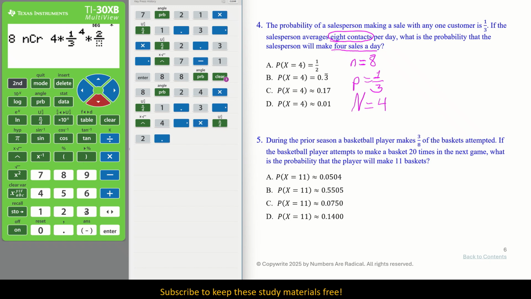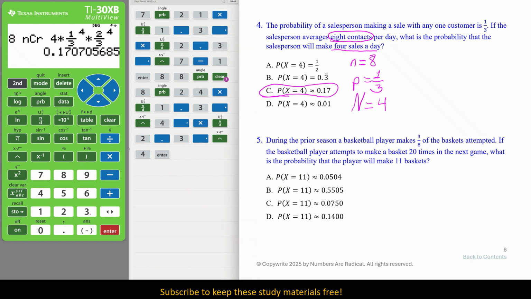2/3. Arrow over, what would that exponent be then? Well, 8 minus 4 is 4. So carry it up and 4 again. That's pretty convenient. This question you'd be less apt to make a mistake on, I think. So let's push enter, and there you go. Looks like option C is correct with rounding. Of course, we'd have to round. All right, number 5.